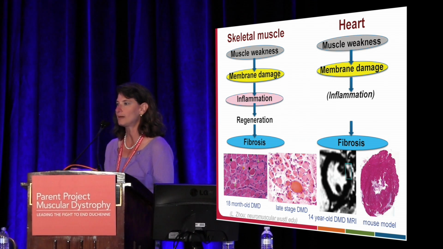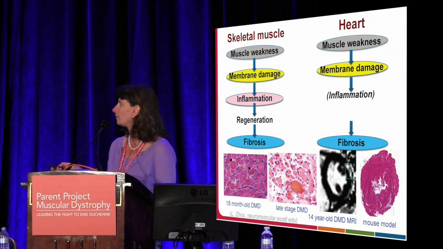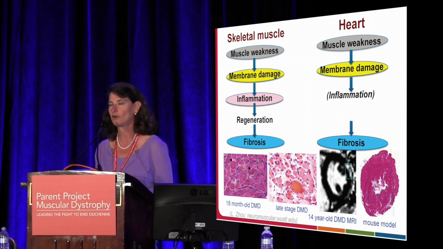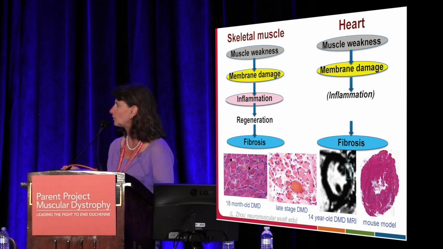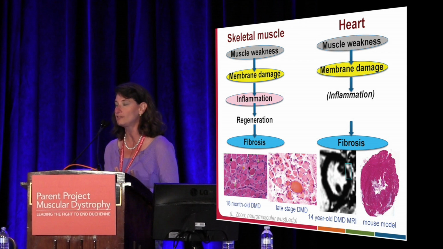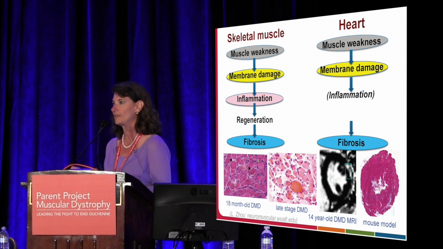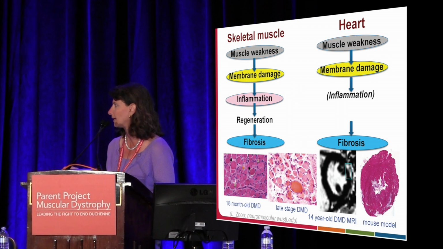In the heart, these steps are very similar, in that first you get muscle weakness before there's any membrane damage, and then there's membrane damage. The role of inflammation in the heart is less well characterized, and this is partially because, unfortunately, there is no regeneration in the heart. So as a cell dies, it cannot regenerate, and it becomes immediately replaced by connective tissue and sometimes fat. And this is an MRI of the heart of a 14-year-old DMD boy, and you can see this patch of damage.